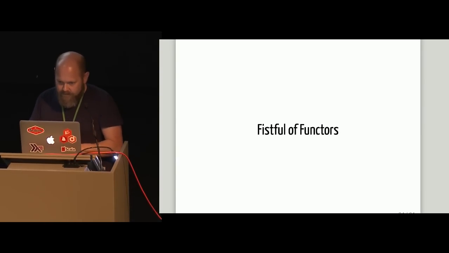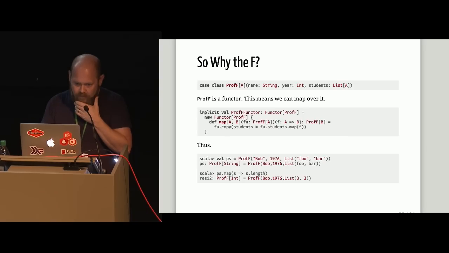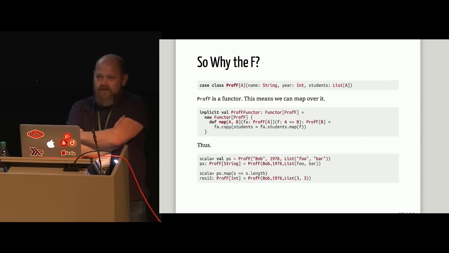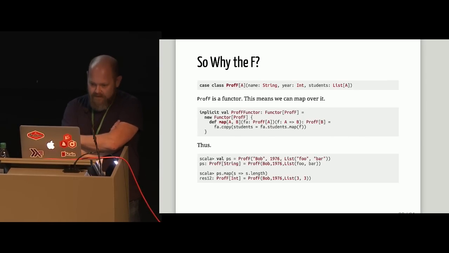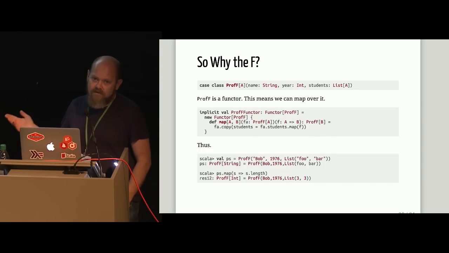Okay, so one more thing before we get back to the database problem. So why the F? When I made prof non-recursive and introduced the type parameter, I renamed it as PropF. And that's because it's a functor. You can map over it, okay?